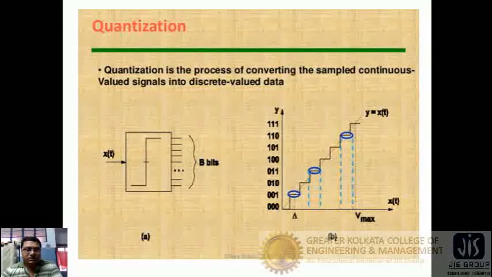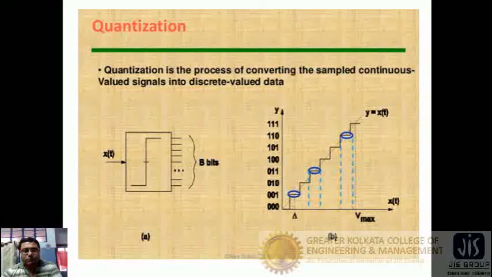So quantization is the process of converting the sampled continuous-valued signal into discrete value data. That means x(t) is the input signal, and after sampling, this is the sampled value, and that sampled value is being converted into certain levels of the discrete value data.